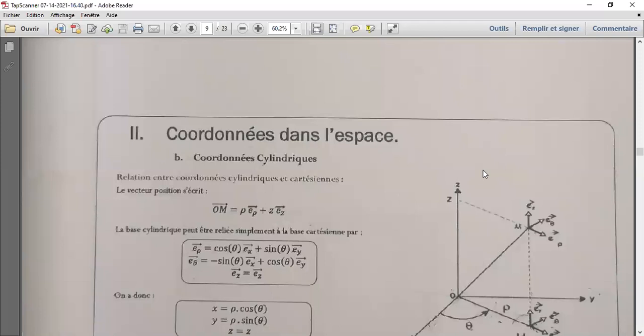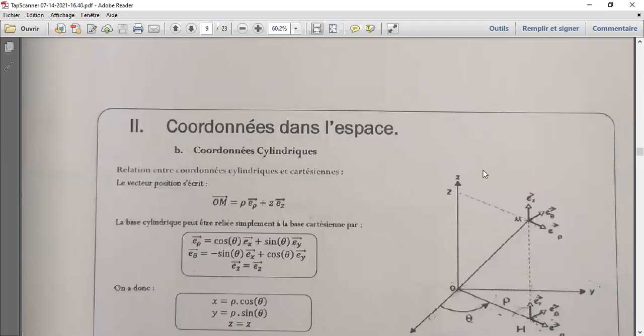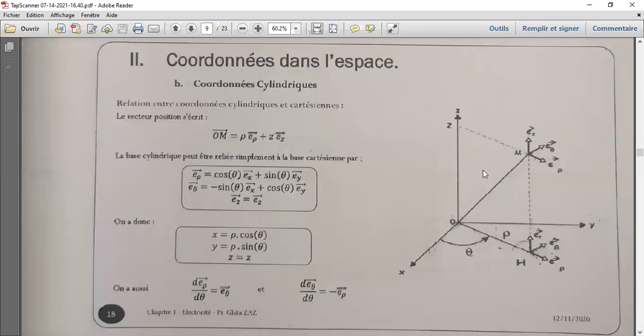So yeah, cylindrical coordinates. We are still on cylindrical coordinates. Now we are going to look at what relationship there is between cylindrical coordinates and Cartesian coordinates. In other terms, if I'm given cylindrical coordinates, how can I express x, y, z? You have to know how to express it.